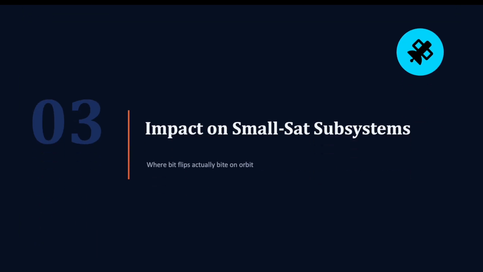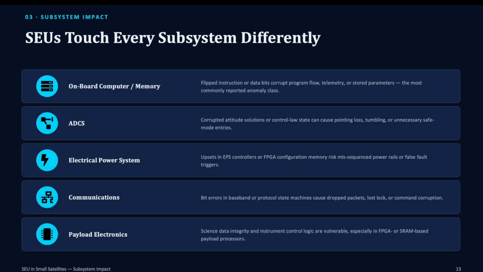So how does all of this affect the small satellites that we develop? From flipped instructions on the onboard computer to missing packets from bit errors in the protocol state machine of the communication subsystem, single event upsets affect each subsystem differently.